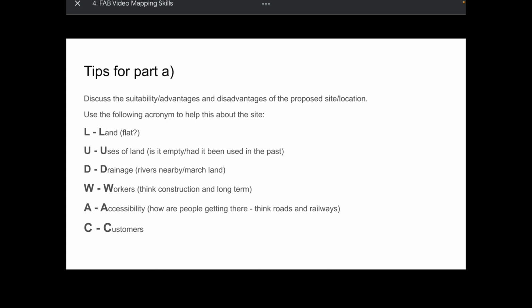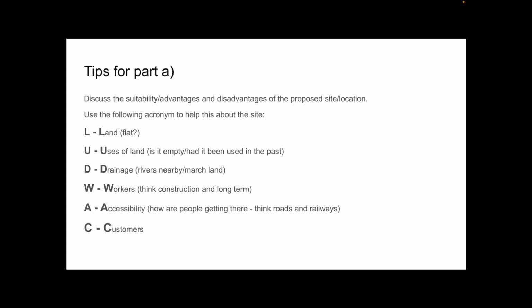So the acronym goes LUDWAC. Okay, so it's not a word, but we made it up, and here we've got each of the different parts. So the first thing you want to think about is the land, and is it flat land? Now, because it's a real development, it will be flat land, and flat land is actually a great way to get 3 marks, and I'll show you on the next slide how you do that.